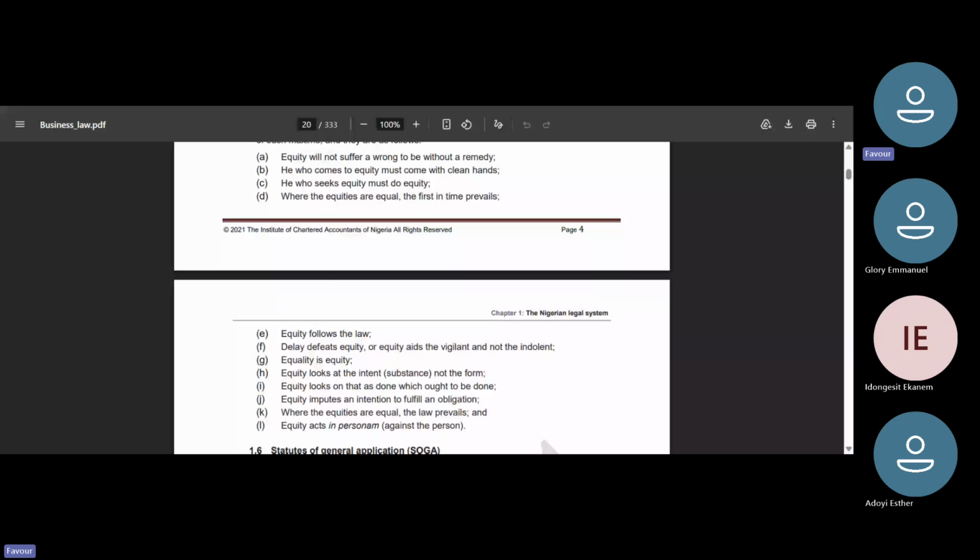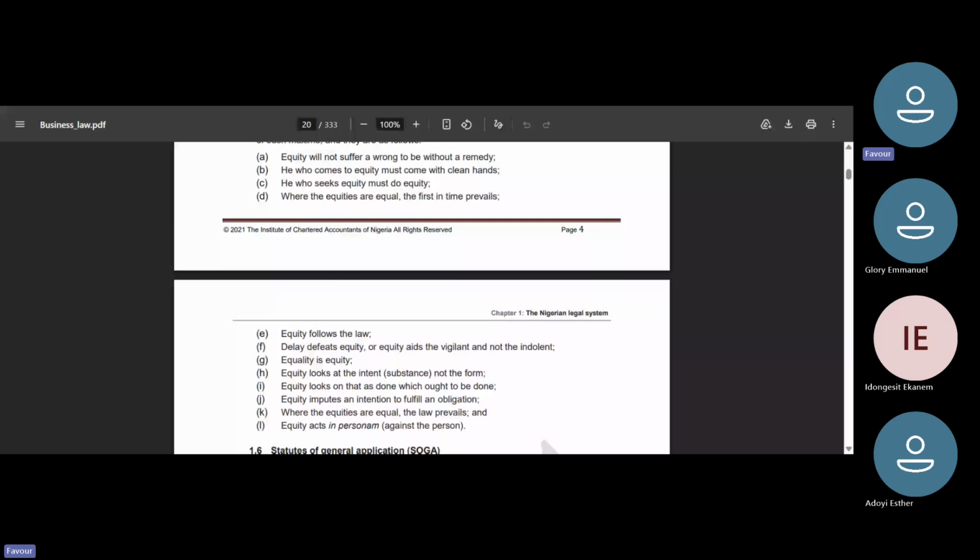Delay defeats equity. What it means in English is, when you delay, the purpose of the equity judgment is going to be defeated. Then equality is equity. There is no inequality in equity. So in equity there should be equality.